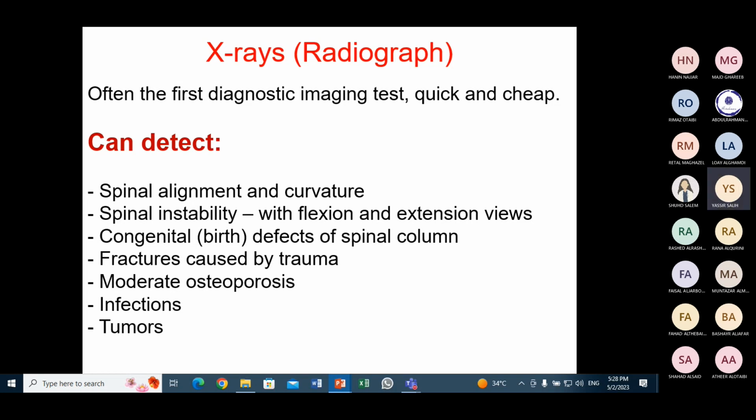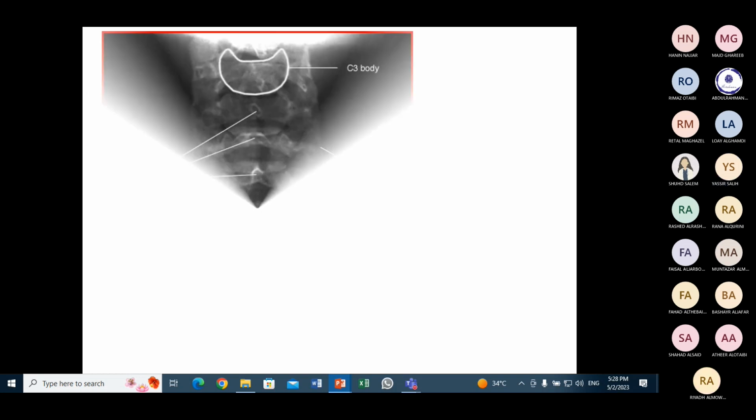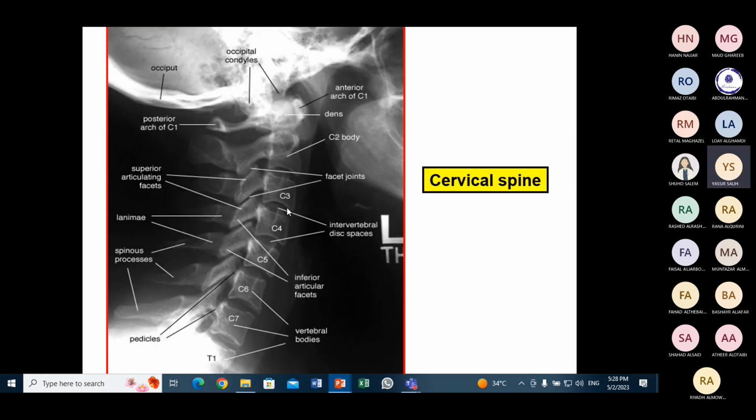This X-ray can help us in many conditions, such as spinal alignment. The spine should be well aligned, not moving backward or forward; the spinal vertebrae should be well aligned like this. You can draw a line through this area, and these vertebrae are well aligned, and there is no slipping of any vertebra backward or forward.